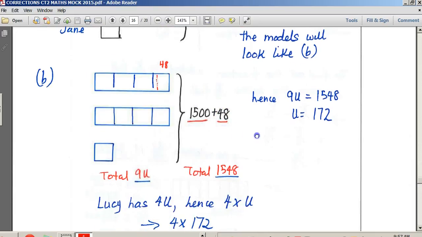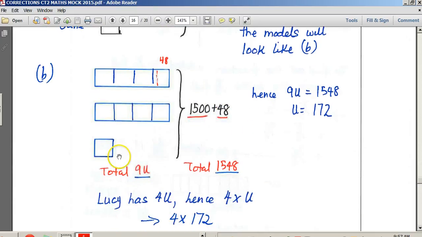Let's carry on. So you got 9u. Because you added the 48, you are able to create a 4u because it is equal to this. So 9u is this 1548. So 9u is 1548, 1u is 172. So what are you supposed to find?